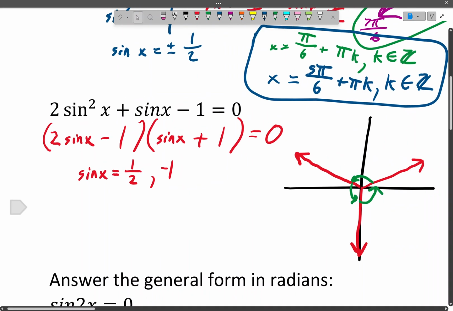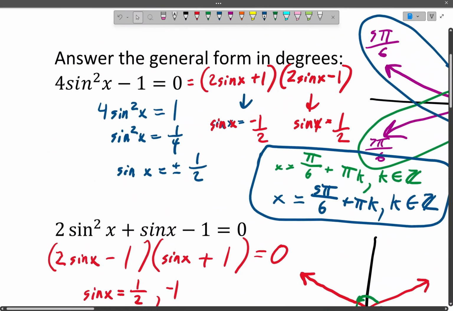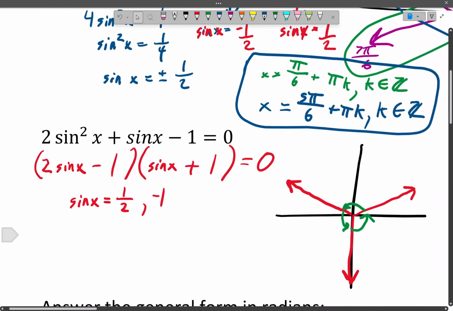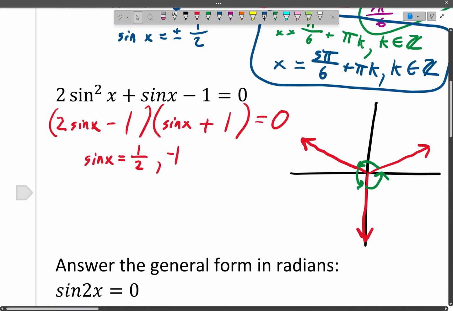Oh, did I do radians in the last question? I totally did, because the question said degrees. Whatever, that's fine. We'll do degrees here.